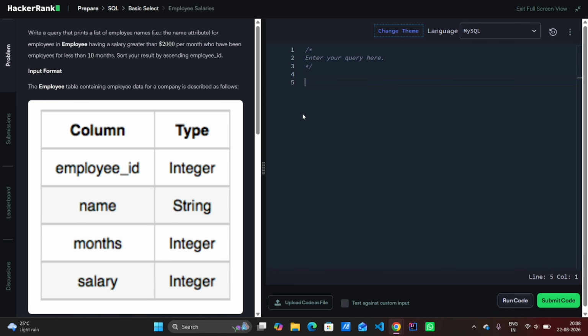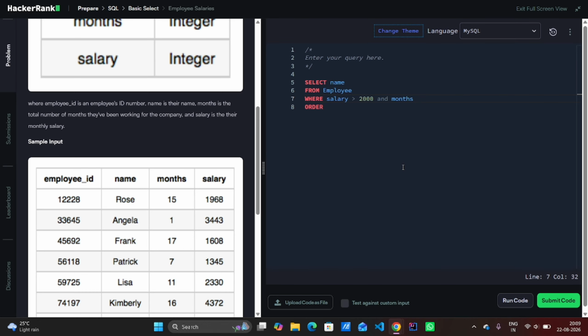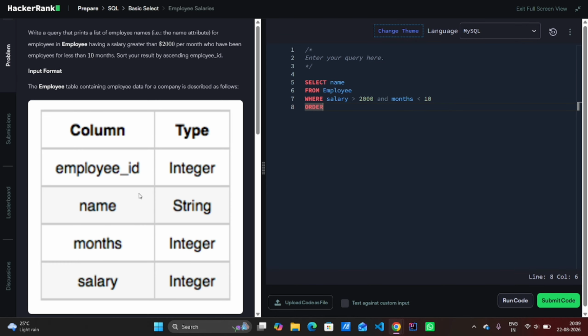Let's quickly solve it. Simply, we use select names of the employees from the employee table where you have to apply the condition that the employee's salary should be greater than 2000, and months should be less than 10, and we have to order them according to their employee ID in the ascending order.